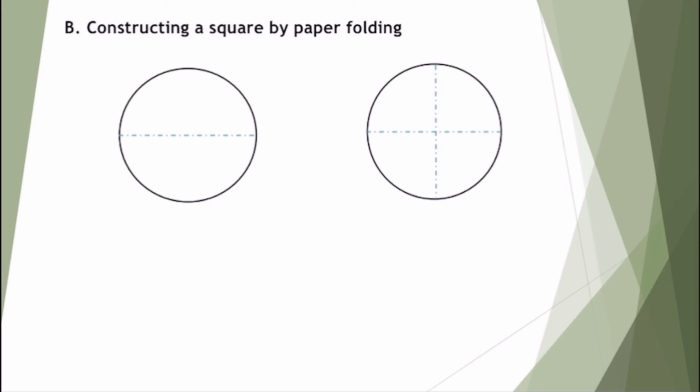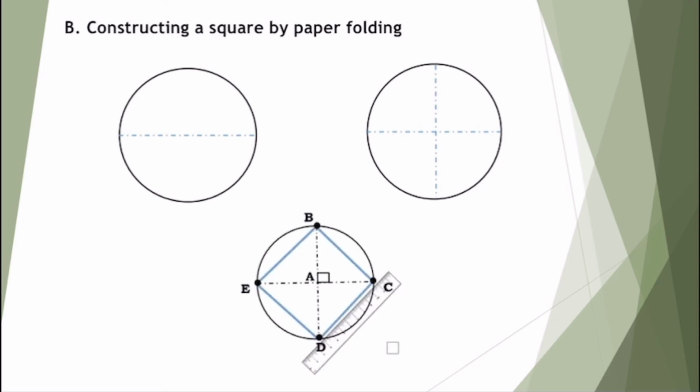Next, for our step 3, there are two diameters formed that are perpendicular to each other. Using a straight edge, connect the 4 points of intersection on the circle to construct the square. As you have observed, a square is formed by connecting points B, C, D, and E, and it is equiangular and equilateral. Now, let us look at the given example on the next slide.